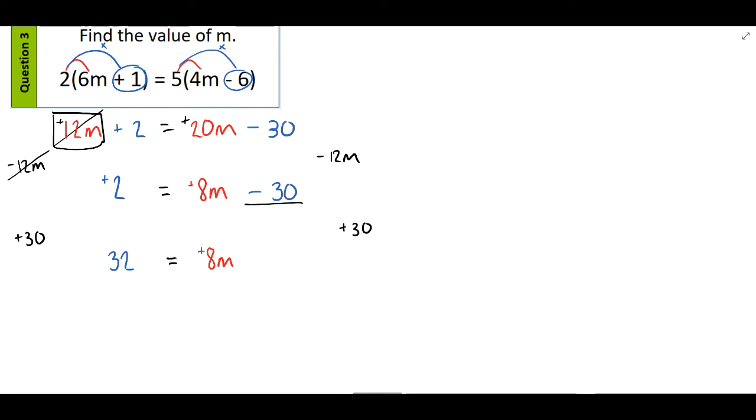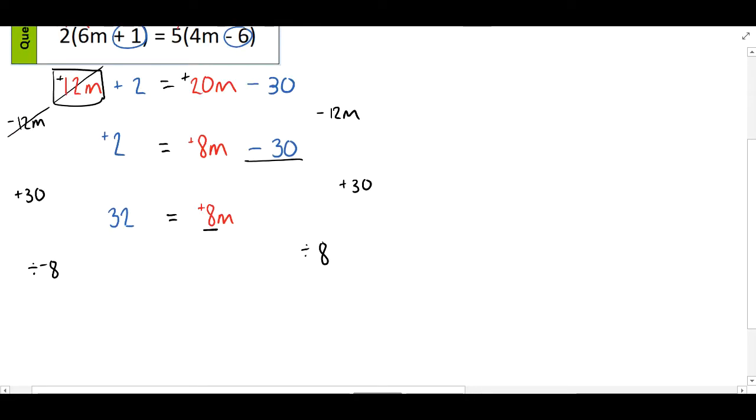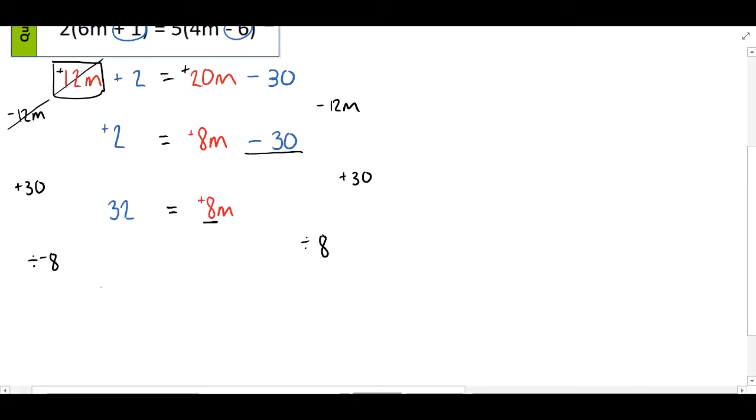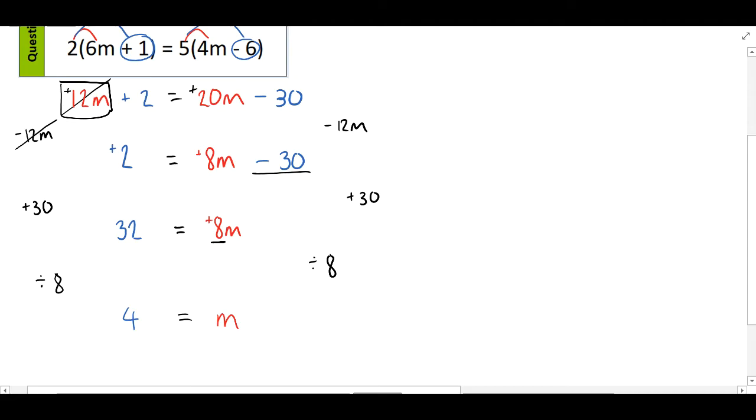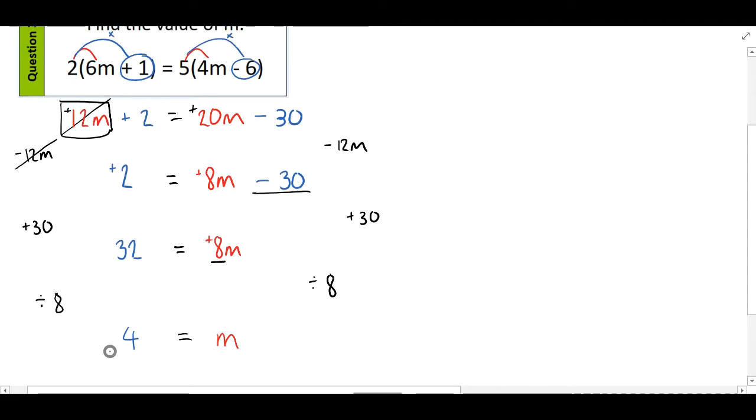We are now going to divide, because this means 8 lots of m, so I want to divide both sides by, in this case, positive 8. So on the left hand side of the equation, we're dividing by positive 8, not negative 8. So on the left hand side of the equation, I'm doing 32 divided by 8 will give me 4. And on the right hand side of the equation, 8 lots of m divided by 8 would give me m. So in this case, m is 4. And that's it. That's our answer to that one.